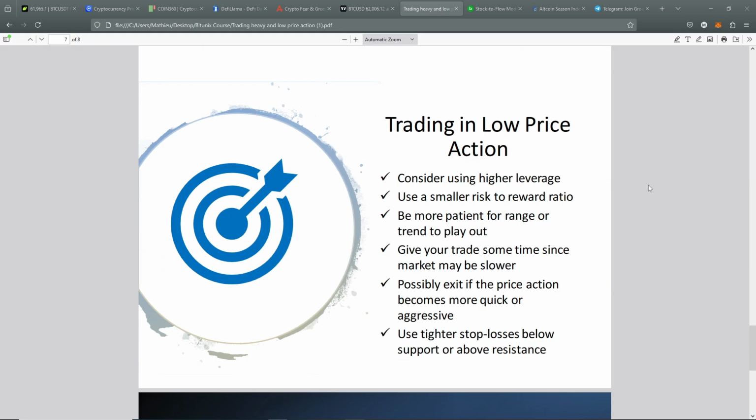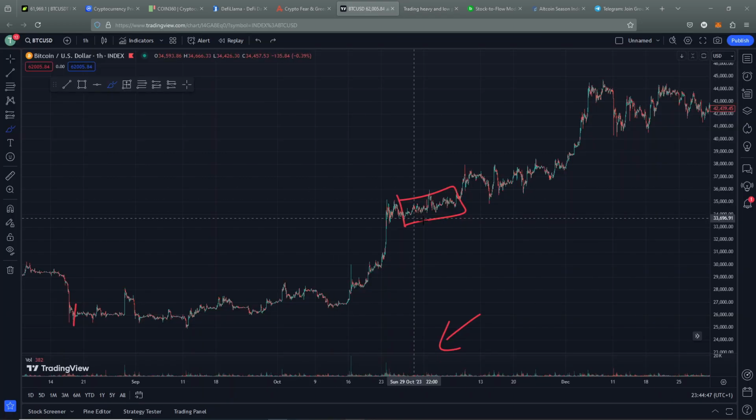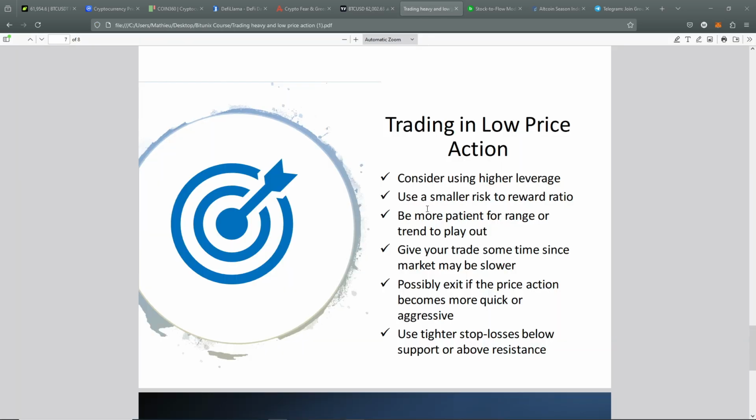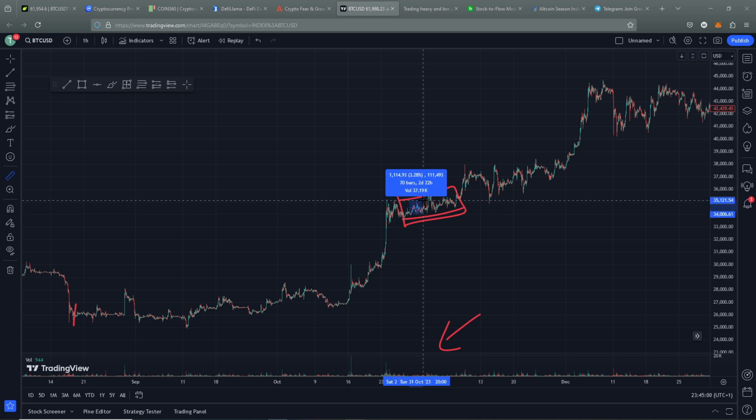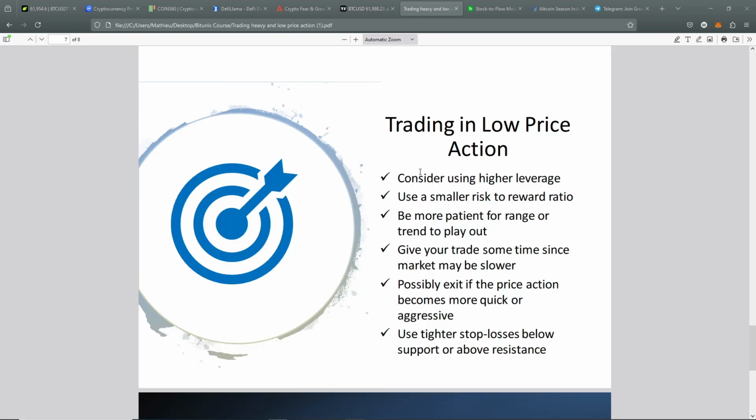And some tips, again, for trading in low price action. You can consider using higher leverage, right? Because the risk, due to the lower volatility, is less. So you can put your stop below support, for example. You can use a smaller risk to reward ratio, right? Because the actual percentage move is a little bit less than in heavy price action.